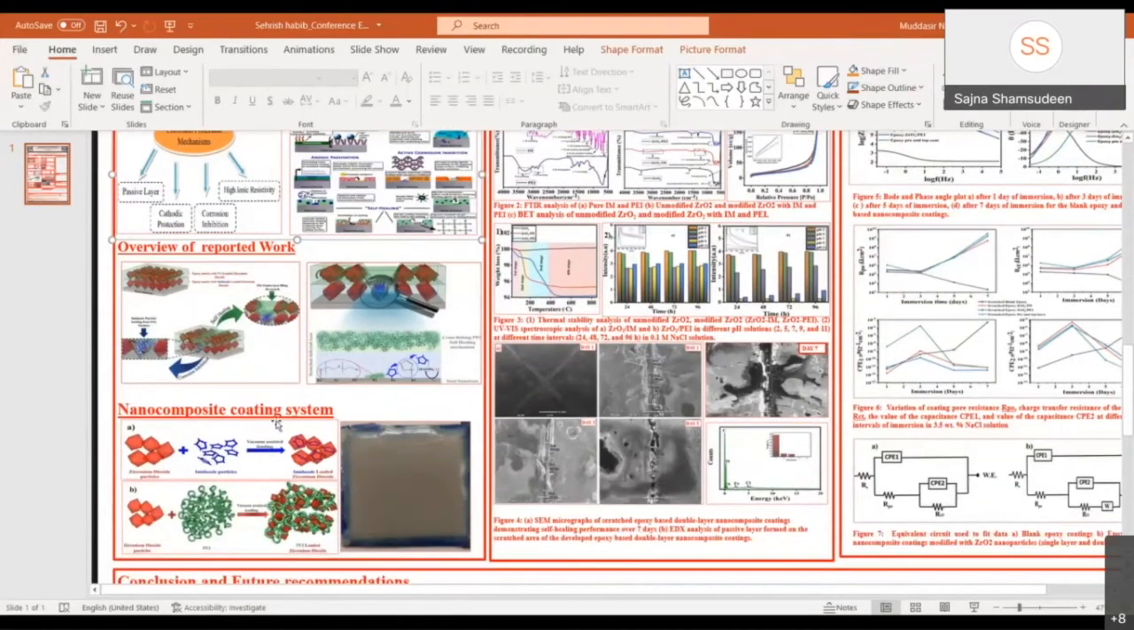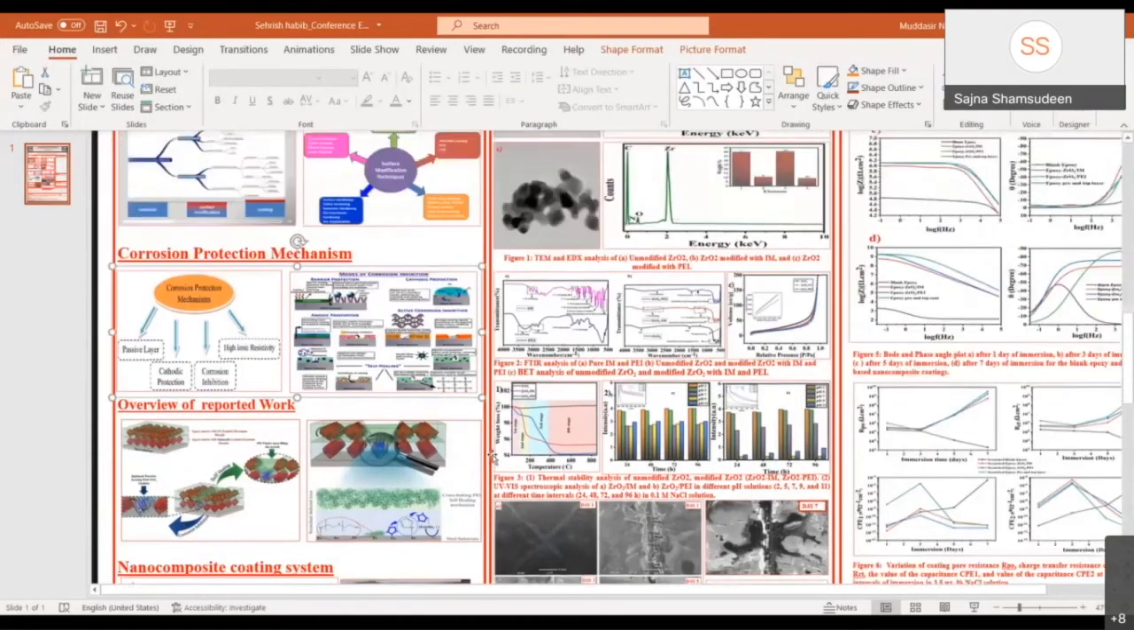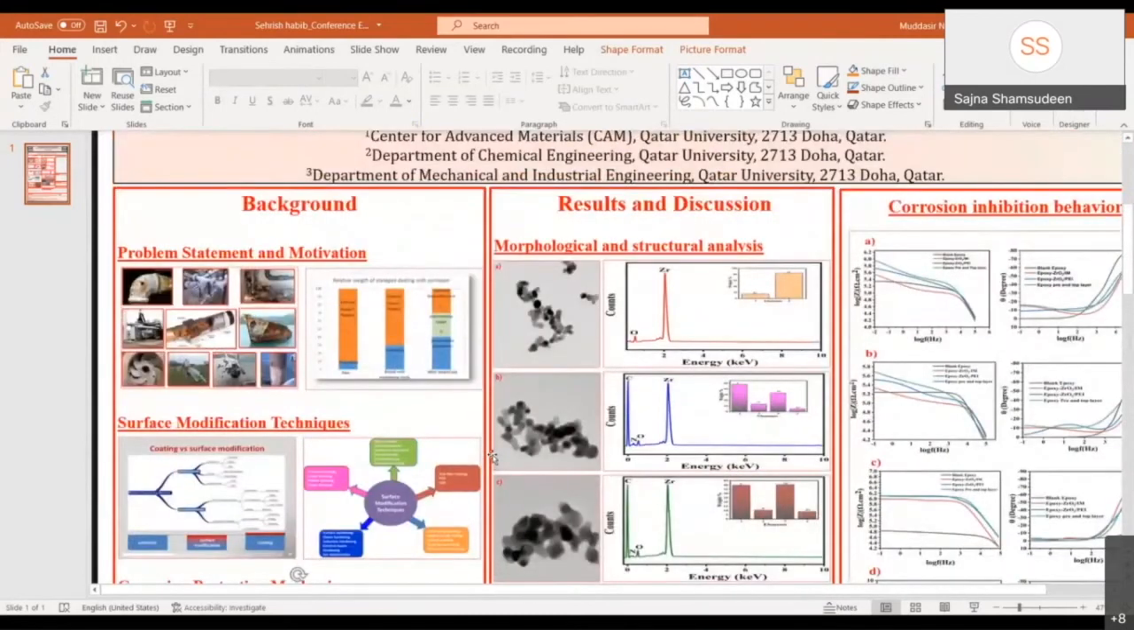This part is just showing how loading was done in the zirconia oxide nanoparticles. That was vacuum assisted loading of corrosion inhibitor and self-healing agent in the zirconia oxide nanoparticles. Different characterization techniques were utilized to endorse the successful loading of the functional species into the zirconia oxide nanoparticles.